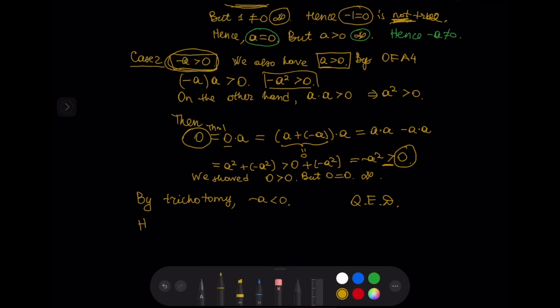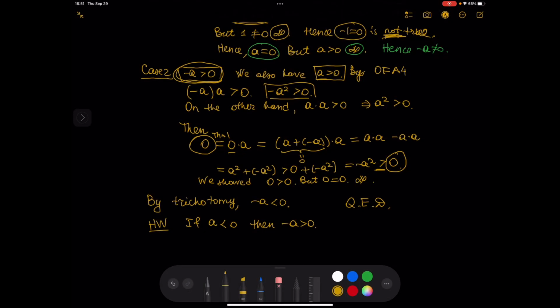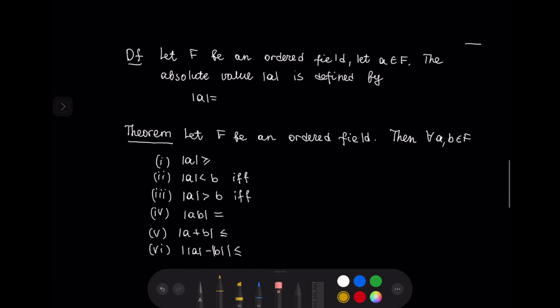As homework, you can prove that if a is less than 0, then minus a is greater than 0. The proof is going to be very similar. We are not going to prove all of the other statements of theorem 2. This is again left as an exercise in case you want to do that. We proved the first portion of statement I just to show you the flavor of how these kinds of proofs go. So instead we are going to discuss a few more properties of the ordered field.